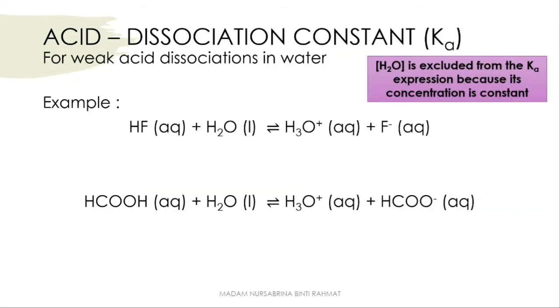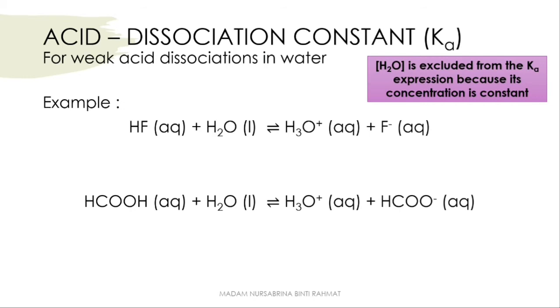So acid dissociation constant, exactly like your Kc and Kp expression, we're going to remove any pure solid or pure liquid from the expression because we assume the concentrations are constant. But for an ionization equation, we don't have any solid, we only have water as a liquid. So therefore, any water present in your ionization equation will be eliminated from the Ka or Kb expression. So Ka is for a weak acid and Kb is for your weak base. Okay. For example, here I have my first example.